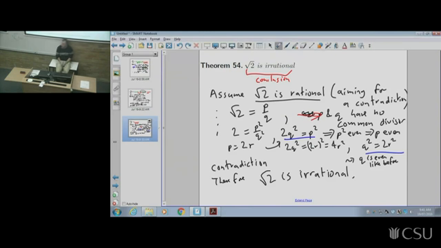So what we can see here is we've actually shown that that all can't be true. There's an inconsistency there. That's a contradiction. So therefore we have a contradiction since P and Q have no common divisor.